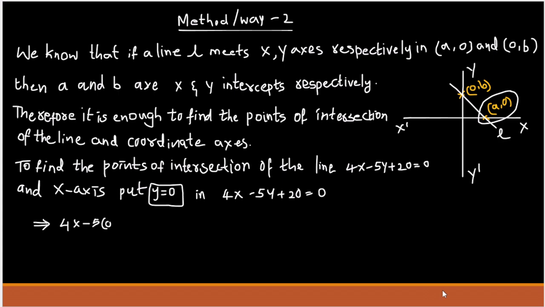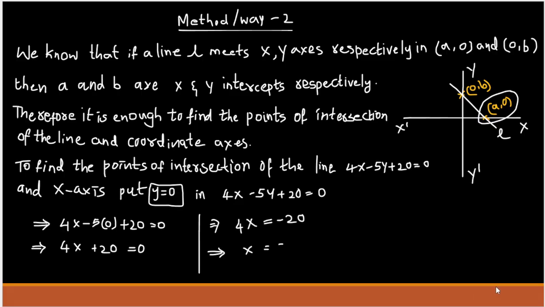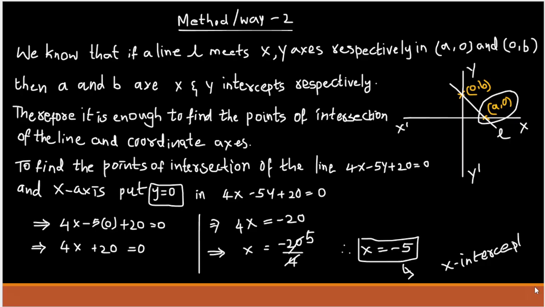So putting y is equal to 0 in the given equation, we get 4x minus 5 of 0 plus 20 is equal to 0. 4x plus 20 is equal to 0. That implies 4x is equal to minus 20. That implies x is equal to minus 20 by 4, which is minus 5. So the x-intercept is minus 5.